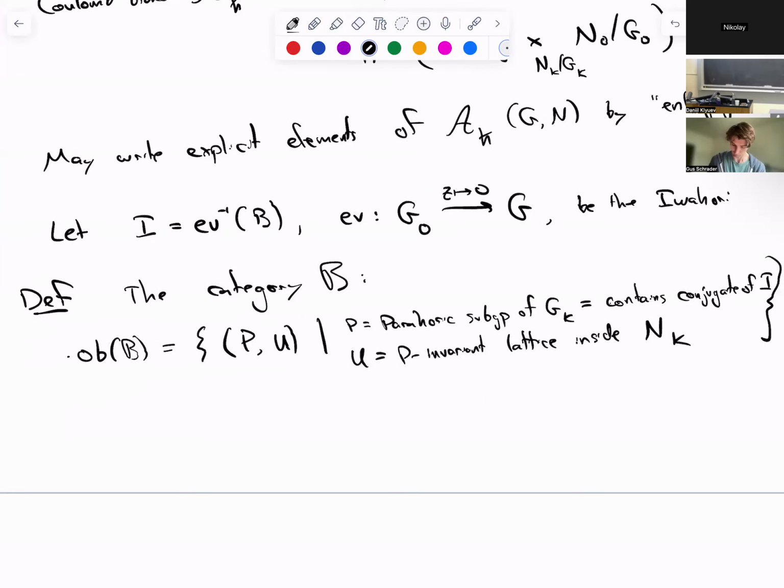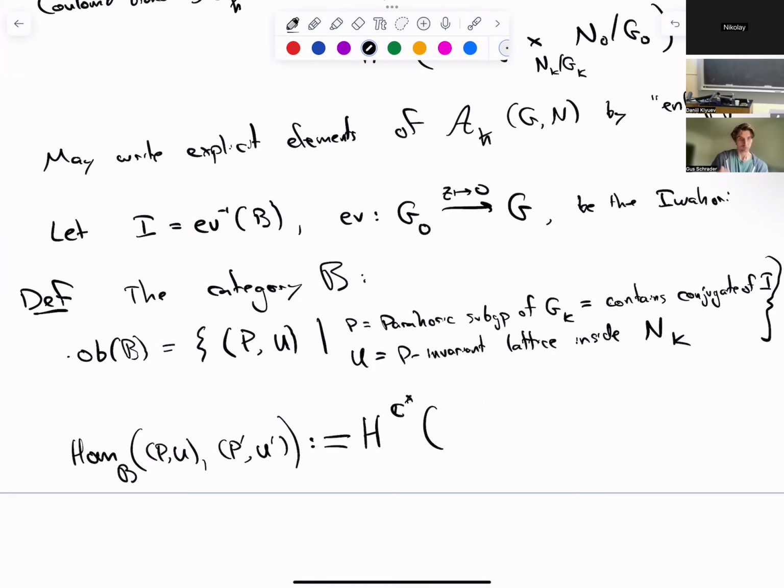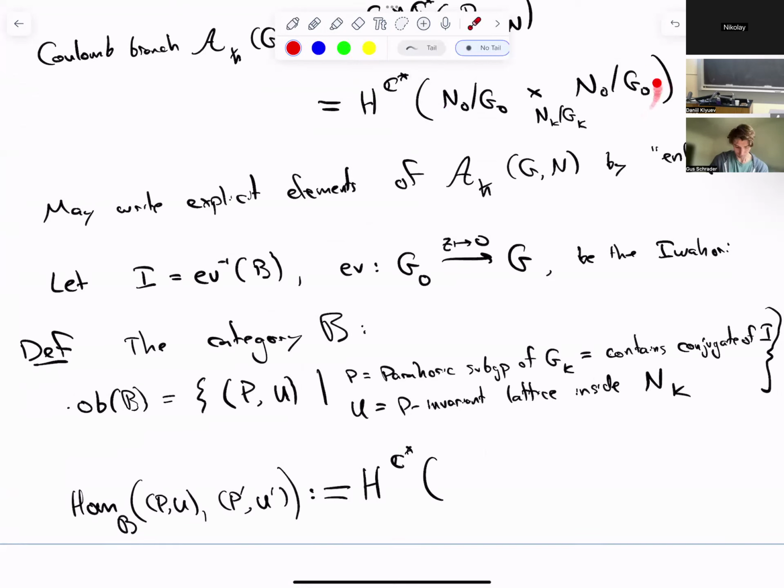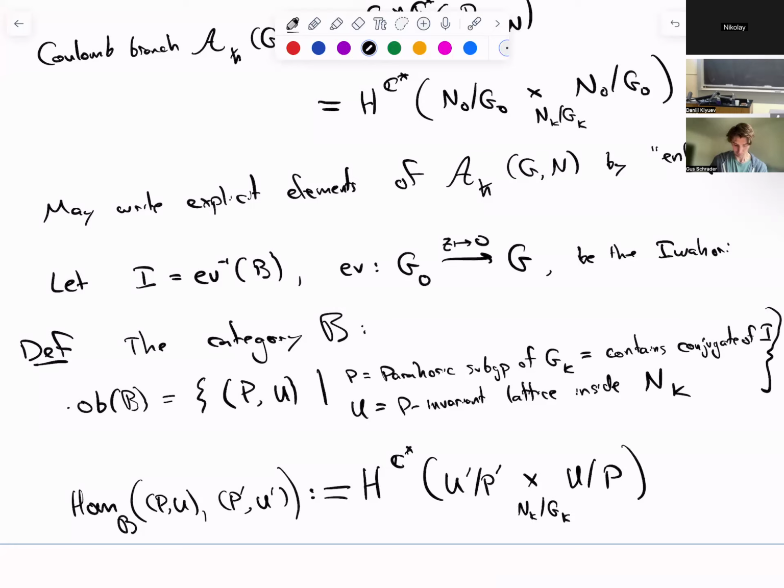Now, what are morphisms of this object? Well, we may write it in the following way. So given a pair of parahoric and lattice, and then another parahoric and another lattice, this is going to be defined as the C star equivariant homology of a space like so. All right. Now, of course, this definition is set up so that the Coulomb branch algebra is precisely the endomorphism of the pair (N_O, G_O). So G_O is the parahoric and N_O is the lattice.